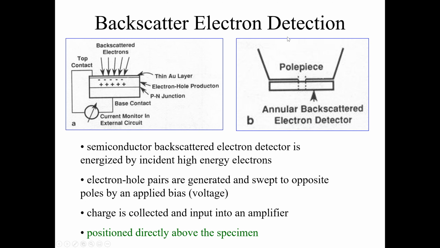The backscatter detector is just a semiconductor wafer. What happens is when the electrons strike that silicon wafer, it generates an electron hole pair, and they get swept to an opposite pole by an applied bias, which is a voltage. Charge is collected and input into an amplifier. It's positioned directly above the specimen, and it uses the output from the amplifier to generate a signal. But it's solid state, so you pretty much cannot harm it or degrade it. There's no need to replace it.